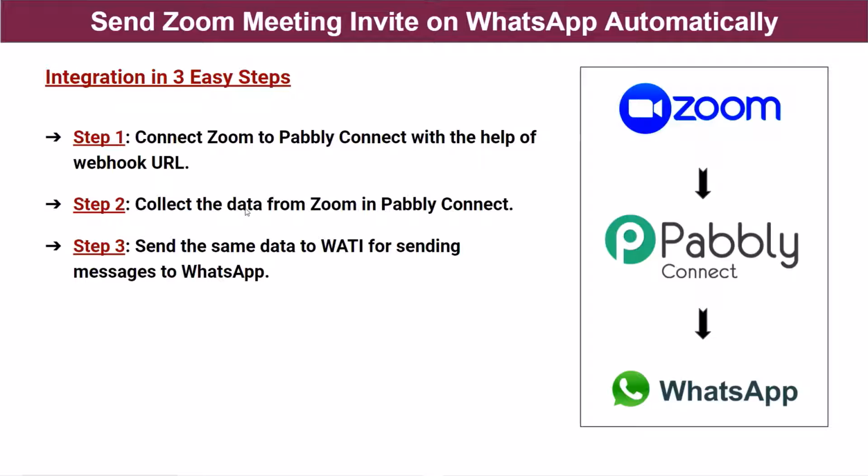Now we have step 2, collect the data from Zoom in Pabbly Connect. So we are going to make a registration in Zoom. The details of that registration will be made available in Pabbly Connect. Now we have step 3, send the same data to WATI for sending the message to WhatsApp.